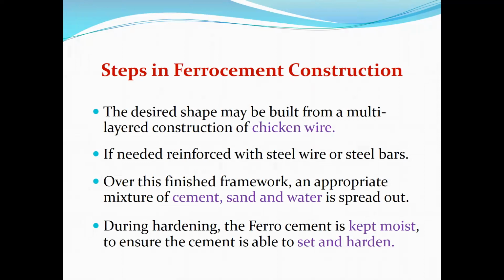ferrocement structures actually have a desired shape. For example, if you want to make a water tank, or a sunshade, or a dome type of structure, the desired shape may be built from a multi-layered construction of chicken wire, and if needed, it should be reinforced with steel wire or steel bars.